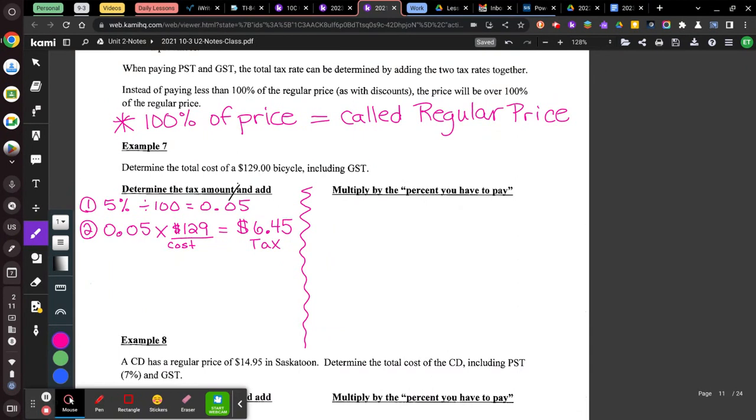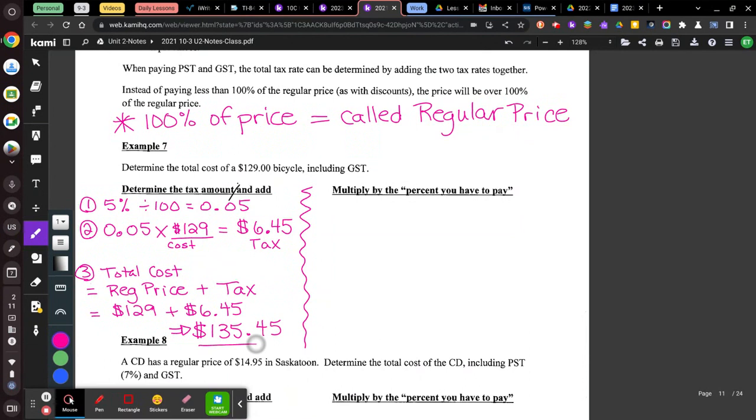That's not the total cost of the item. Now you've got to take your regular price plus your tax. So your last step, total cost, is equal to your regular price plus the tax. So this is going to be $129 plus the $6.45. So you end up having to pay $135.45. That is your total cost with the tax. Okay?